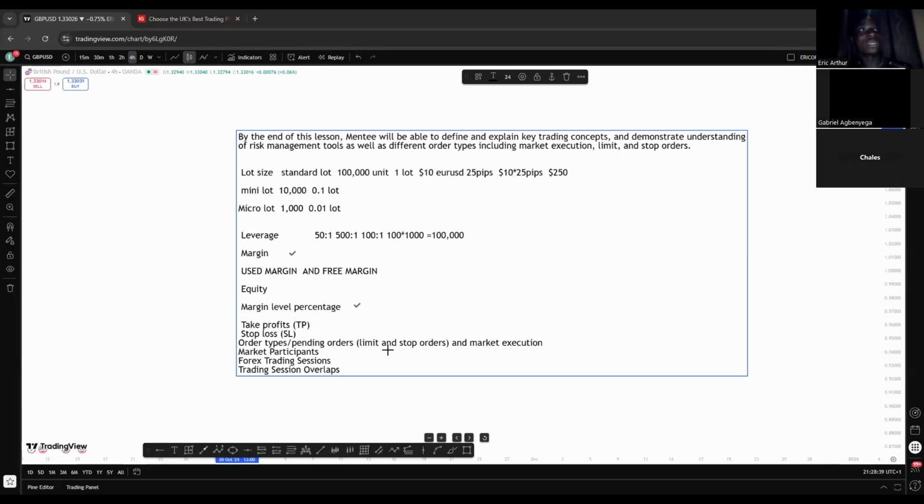When you were not here, we were talking about the lot size, the standard lot, the units. You have 100 units, 1,000 units and 10,000 units. When you watch that recording, you will understand. Okay, I get it now.